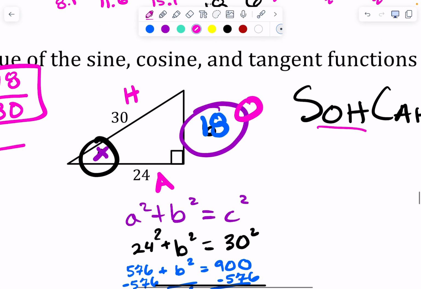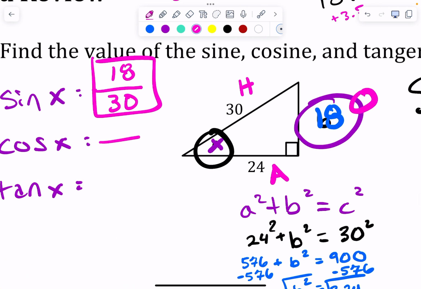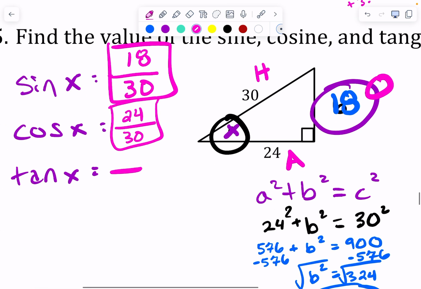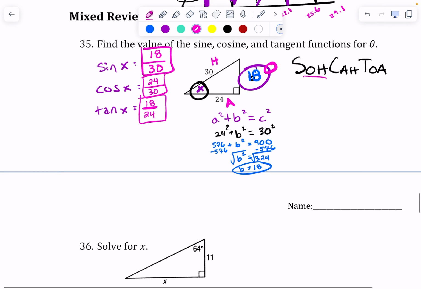Cosine is CAH, so adjacent goes on top. The adjacent side is 24. The hypotenuse is 30. Done. Again, you can reduce if you want, but you don't have to. Tangent is TOA, opposite over adjacent. Opposite is 18. Adjacent is 24. That is tangent. All you have to do is write out those fractions. Got it? Can we do lots more of those?